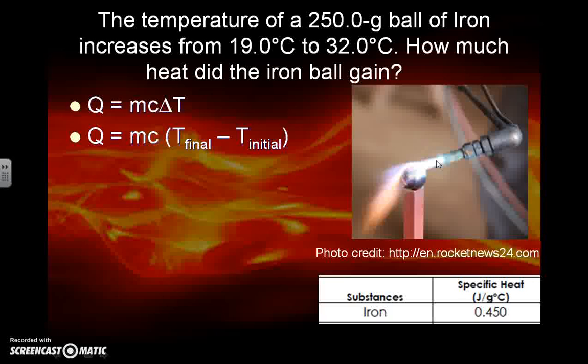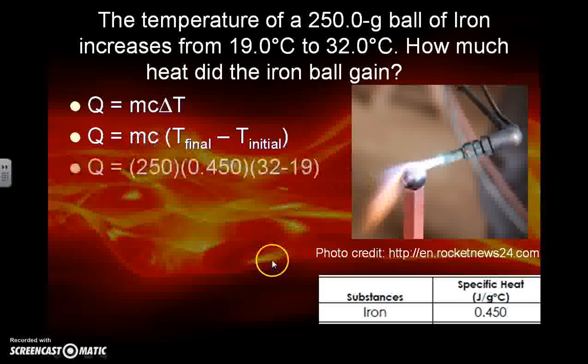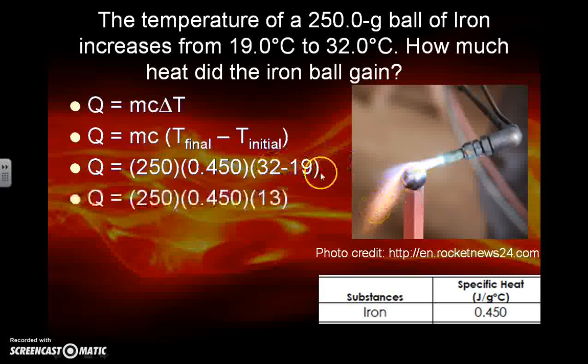And then we've also got to put the mass in there, so the 250 from the problem will come in handy, and also the specific heat of iron, that 0.450 will go in for c. So when we make these substitutions, I have the mass, I have the specific heat, and I have the final minus initial temperatures, and then I can put that into my calculator, being very careful. I went ahead and simplified this here, and then put that through the calculator. You should get, for this problem, 1,462 joules.